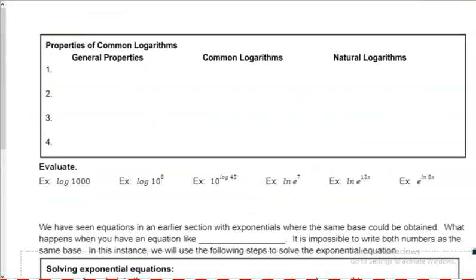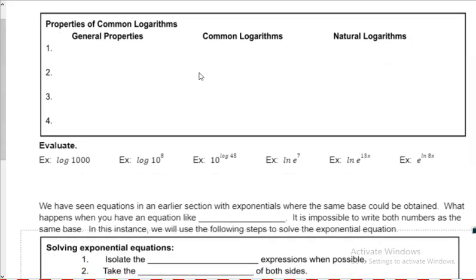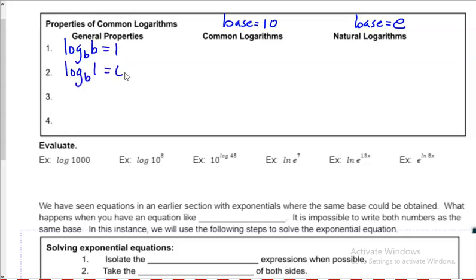Now I want to summarize it in this chart. If I have any base, or if I have the common base, which, if you remember, the base here is 10, the base here for our natural logarithm is e. So let's work through those properties that we just had. Log base b of b equals 1. Log base b of 1 equals 0. Log base b of b to the x, those things cancel, leaves me with x. And b to the log base b of x also equals x. Those two things undo themselves.